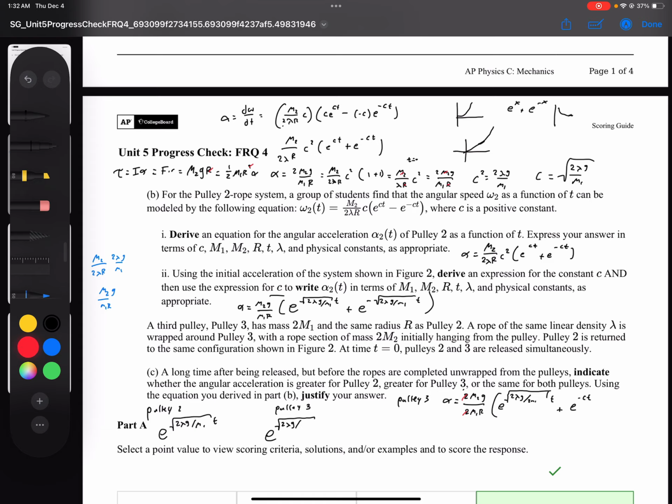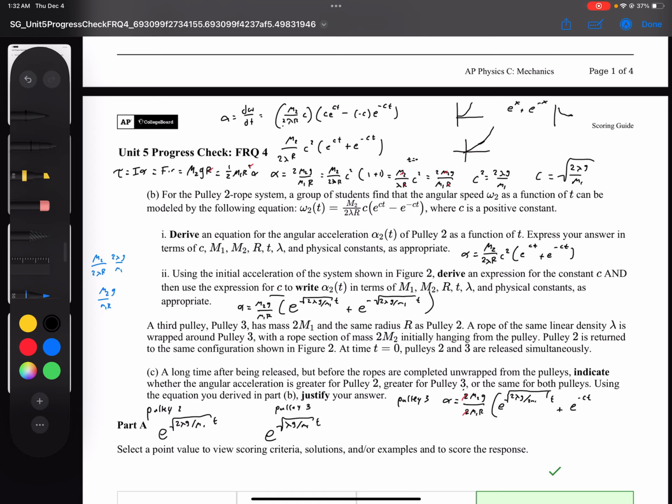Actually, I'm just going to cancel out the 2's, right? Because it's 2 lambda g over 2m1, right? So basically, it's just the square root of 2 lambda g over m1, right? So the difference in the rate of growth of both of these functions for pulley 2 and pulley 3, basically the angular acceleration of pulley 2 is going to grow at an exponential rate of square root of 2 faster than pulley 3.